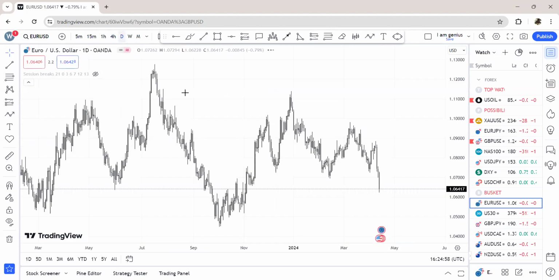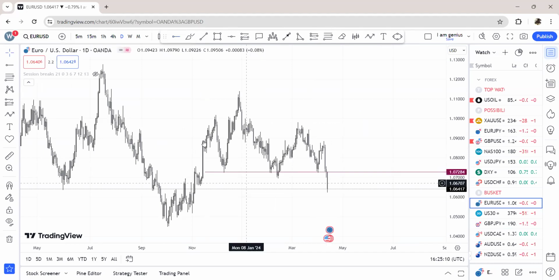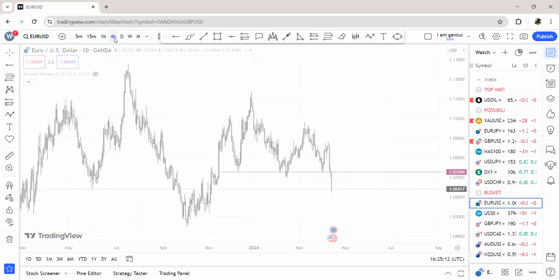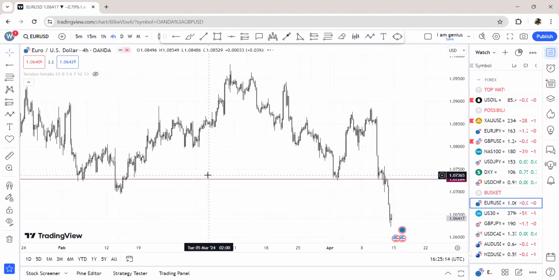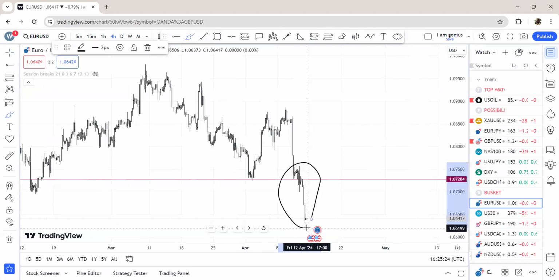If I was to go back on this D1, you will notice that if I was to draw a line here, somewhere right around this level, then if we were to move to the H4, you notice that this move here did not make a correction. This was like a strong move down, which did not make any correction. By correction, I just mean it did not retrace back.